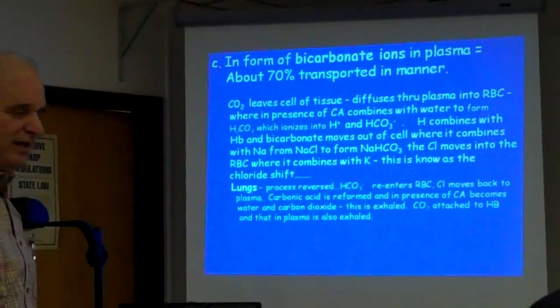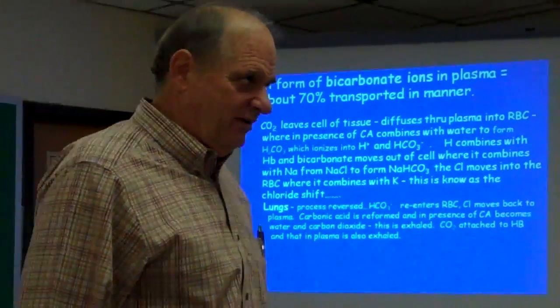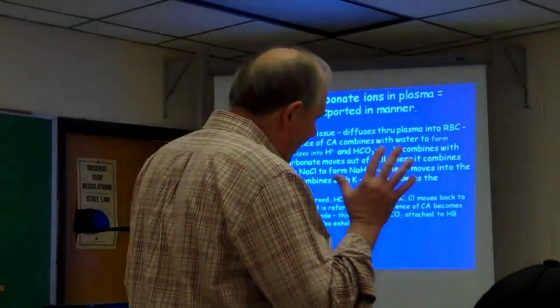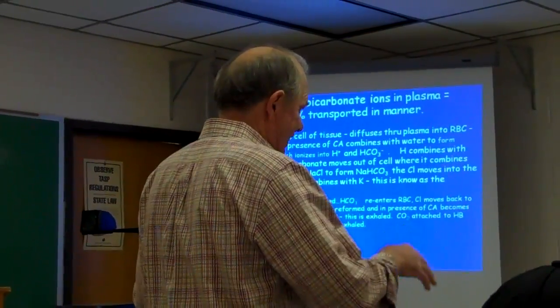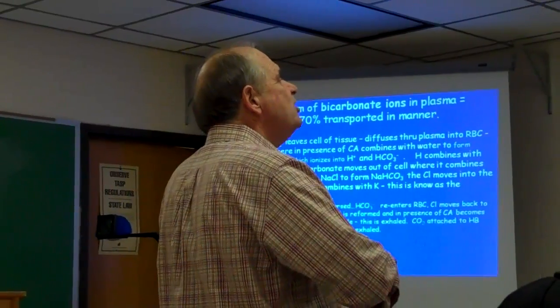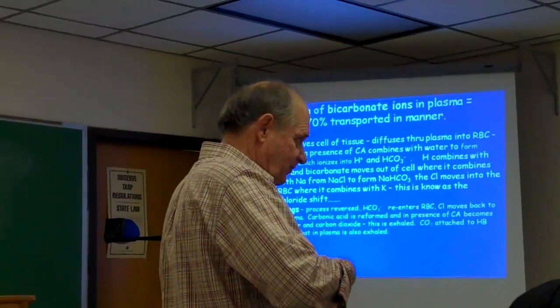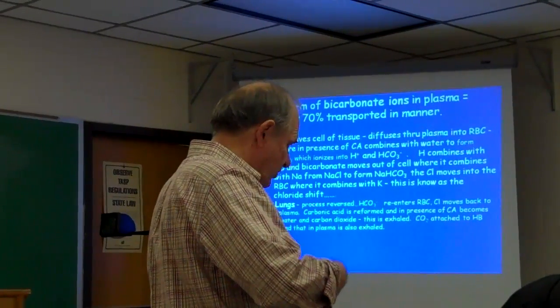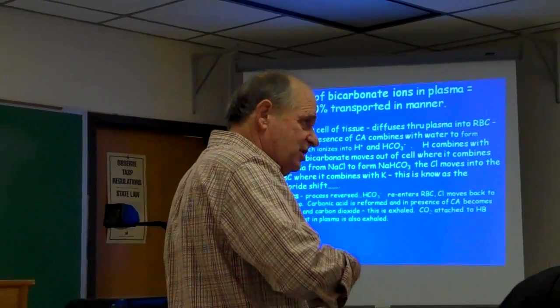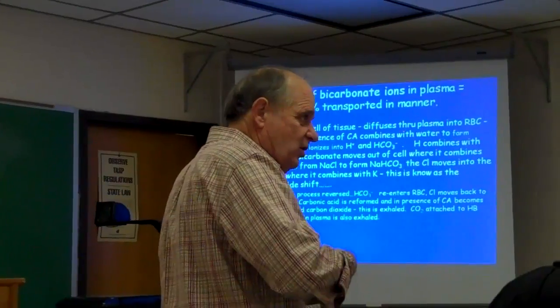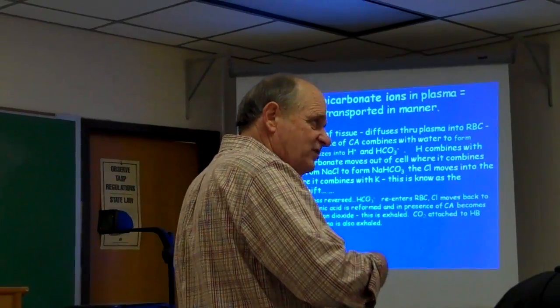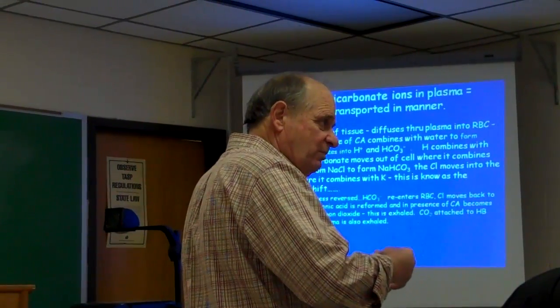So let me go back over that now. And here's what you need to get out of it. Basically, you're not going to have to write all this stuff, so don't worry about that. All right, first of all, where does CO2 and H2O come from in the body? From the electron transport, the Krebs cycle, and all that business. CO2 and H2O diffuses out of cells through the plasma to the red blood cell.